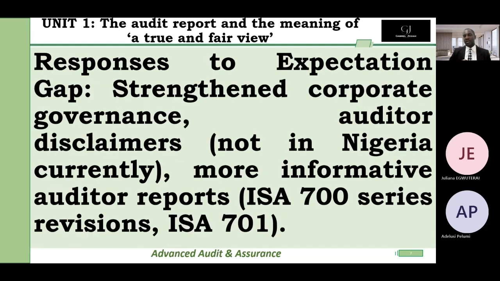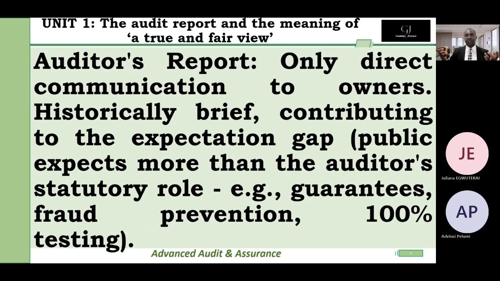The response to this expectation gap is to strengthen the corporate governance framework of a company and auditors' disclaimers, not in Nigeria currently, but a more informative auditor's report based on the ISA 700 series revision and ISA 701. And what are those disclaimers saying? They are saying that it's not possible to have 100% testing, and that is why assurance cannot be absolute. You cannot, as an auditor, say with 100% assurance that financial statements are free of material misstatements. There's no such thing as a 100% audit, but you can say substantially nothing has come to our attention, and that's why we speak to the expectation gap.